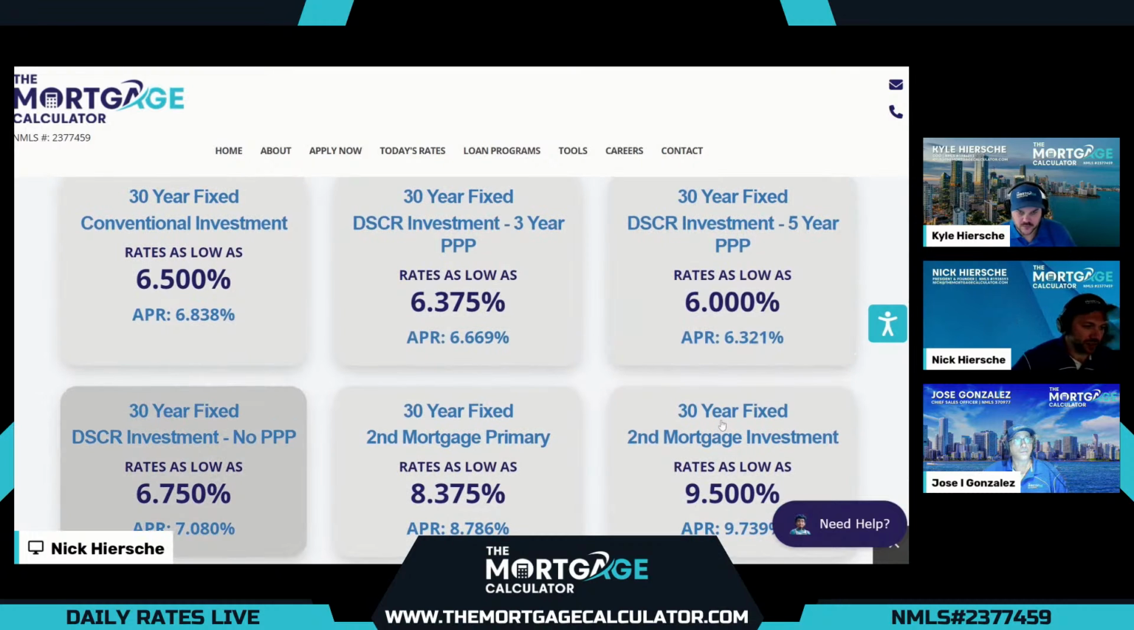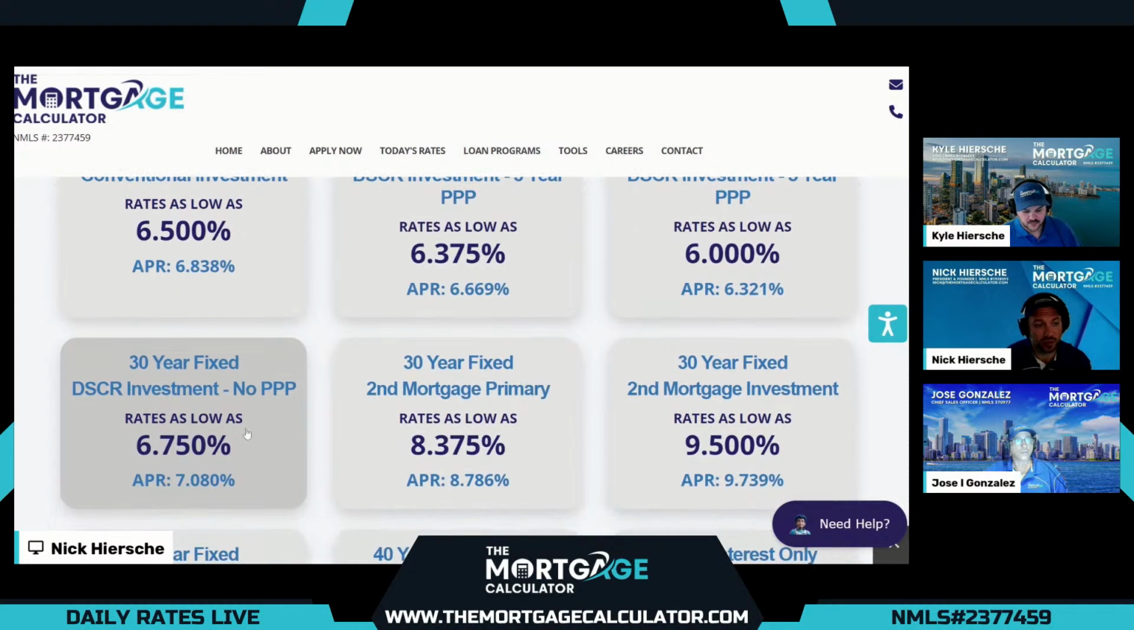And our final DSCR option, a no prepayment penalty option. Some states don't allow it, and some investors don't want one, no problem. Rates come in today, 6.75, final APR 7.080. And notice that's a touch higher than conventional, but I'd still say 100% of investors would take a DSCR over a conventional when the pricing is that close.